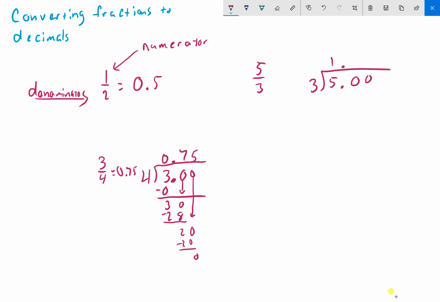3 goes into 5 once, so that's a 2, and then I get a 0. 3 goes into 20 6 times, which is 6 times 3 is 18. Uh-oh, take a look at this. I'm going to get another repeating decimal.